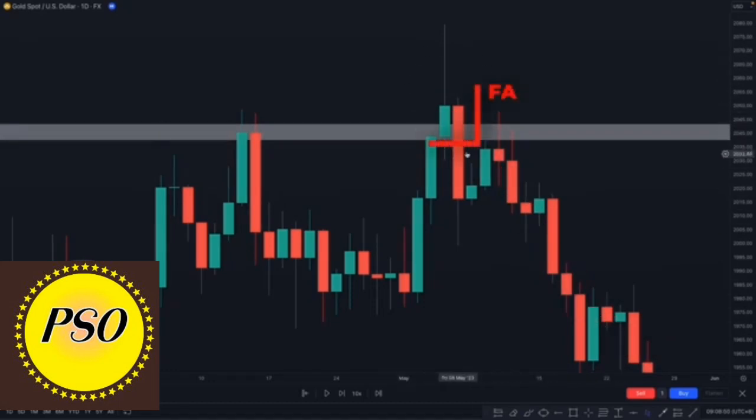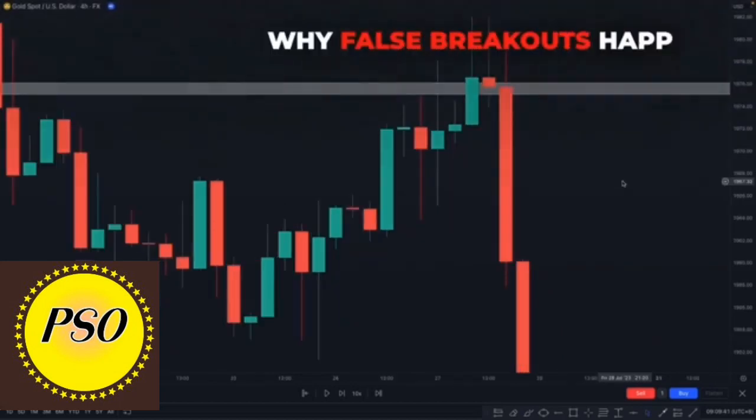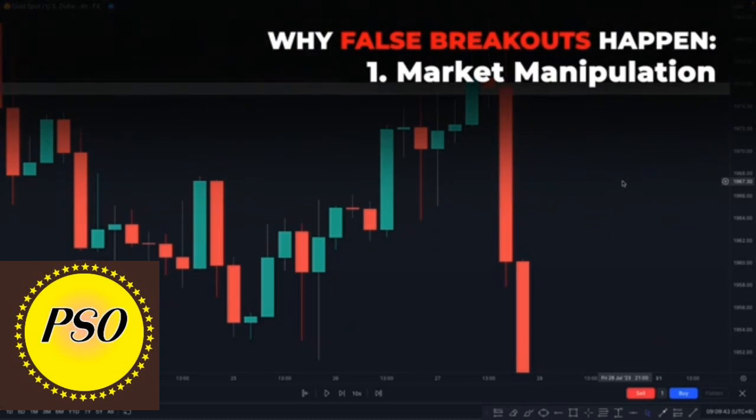So what we have over here is what we call the false breakout, because price literally just poked its head above the key level, and then next thing you know, it put its head back down and just went back down. So literally tricking all these little retail traders. Now, why do these false breakouts happen? There are two reasons. Firstly, market manipulation.